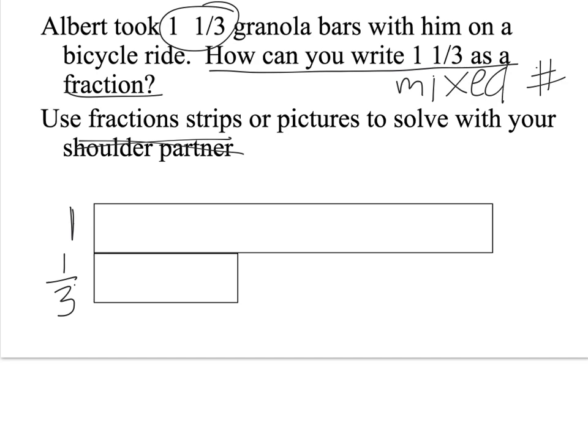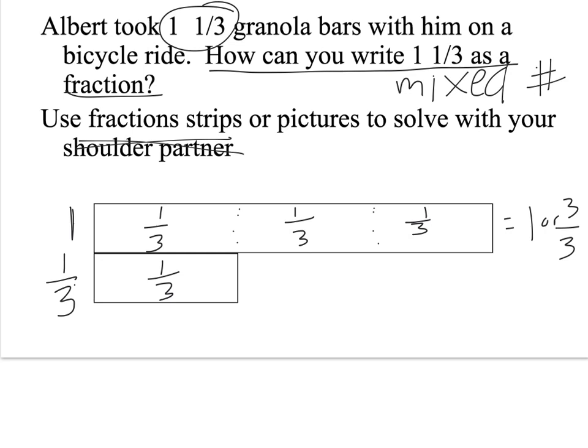So we want to write it as a fraction. If I look at my whole, I can break it up into a fraction that also equals one whole. We know that if you have 3/3, 4/4, 6/6, if the numerator and the denominator are exactly the same, then it's also equal to one whole. So if I take my first granola bar and divide it into thirds, I have 1/3, 1/3, and 1/3, which also equals 1, or 3/3. Then you have your 1/3 left.